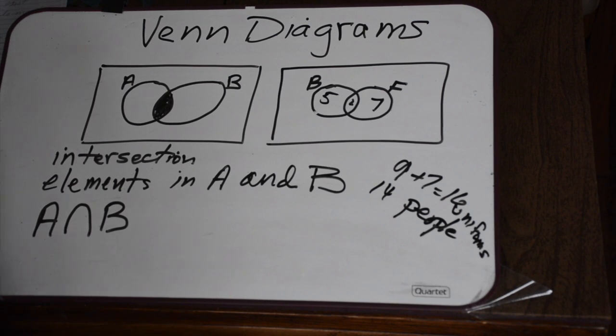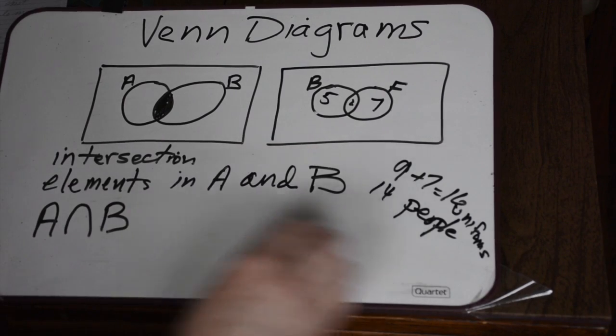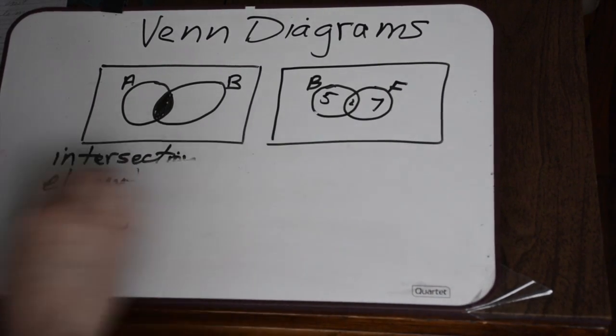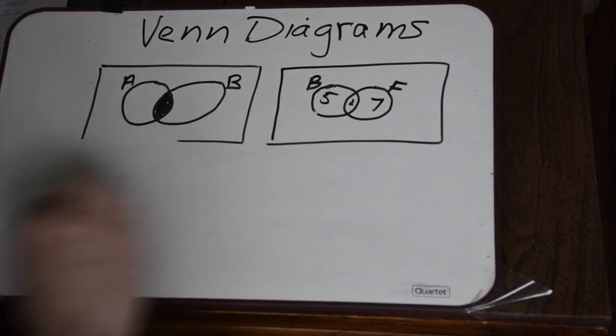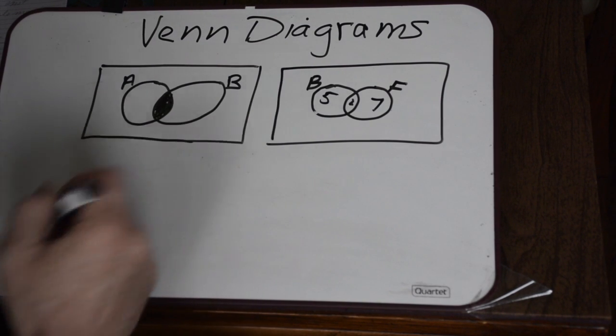All right, so that's what we mean by intersection. Intersection means they are in both. Okay, that's clear, I hope, but we're not done. No, we're not. We also have a case of combining both.